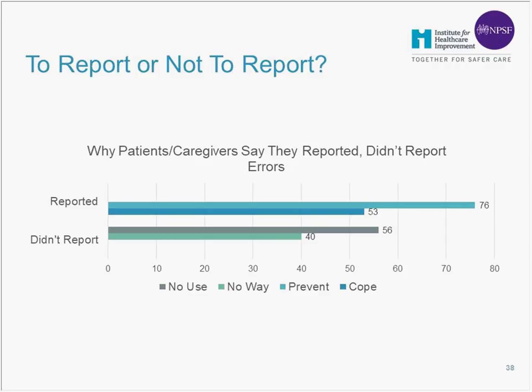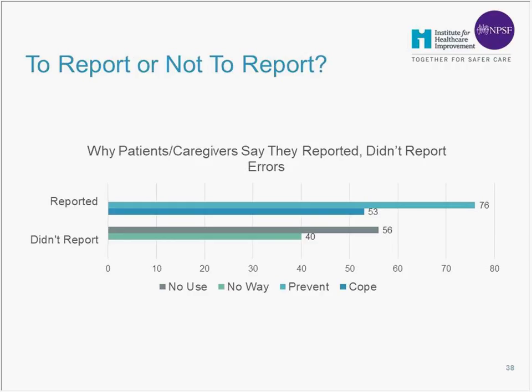Amongst those that reported an error, someone spoke openly and directly about the error, about 52%, apologized and took responsibility for the error. That was about 40-some%. Then I wanted to get a handle on the other half, where it didn't go the way we'd like it to go in terms of interaction and patient engagement. And so I start off with, I looked at to report, not to report.